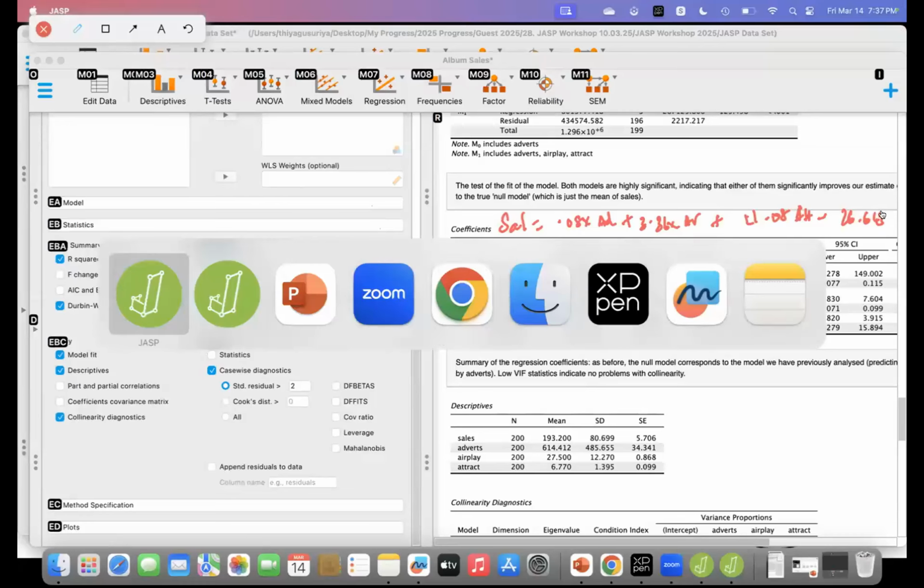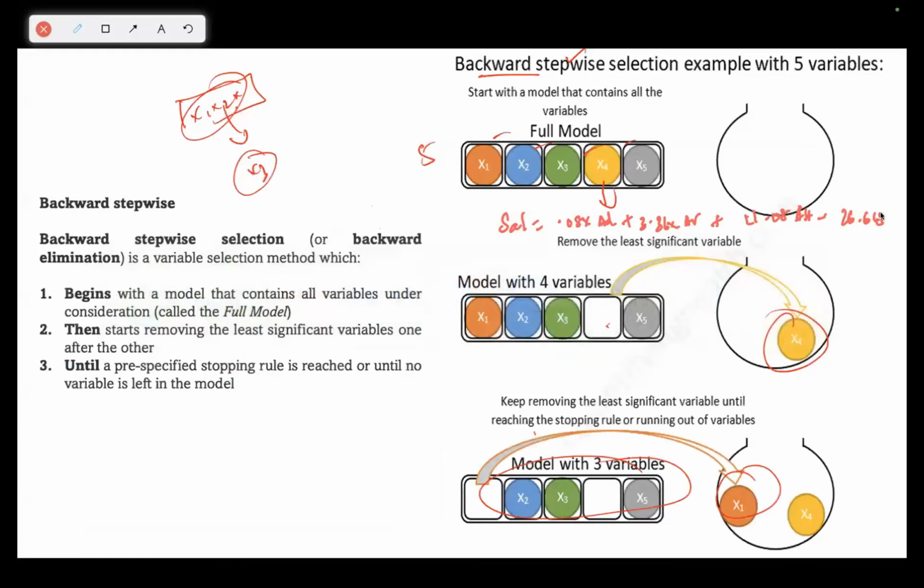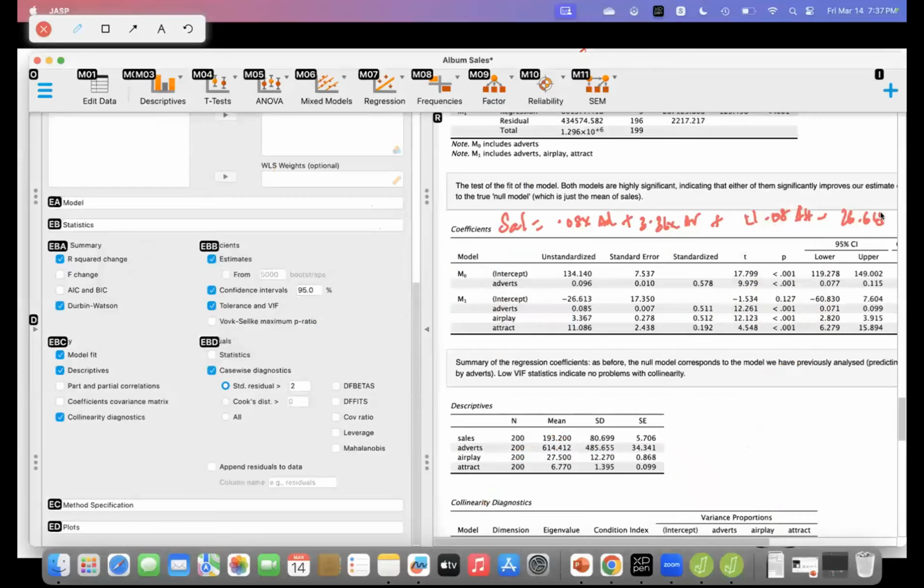Sir, this constant value is negative. What does that mean? How to interpret that, sir? Which value, madam? Minus 26. The constant value, the intercept. A minus constant is reducing the score.